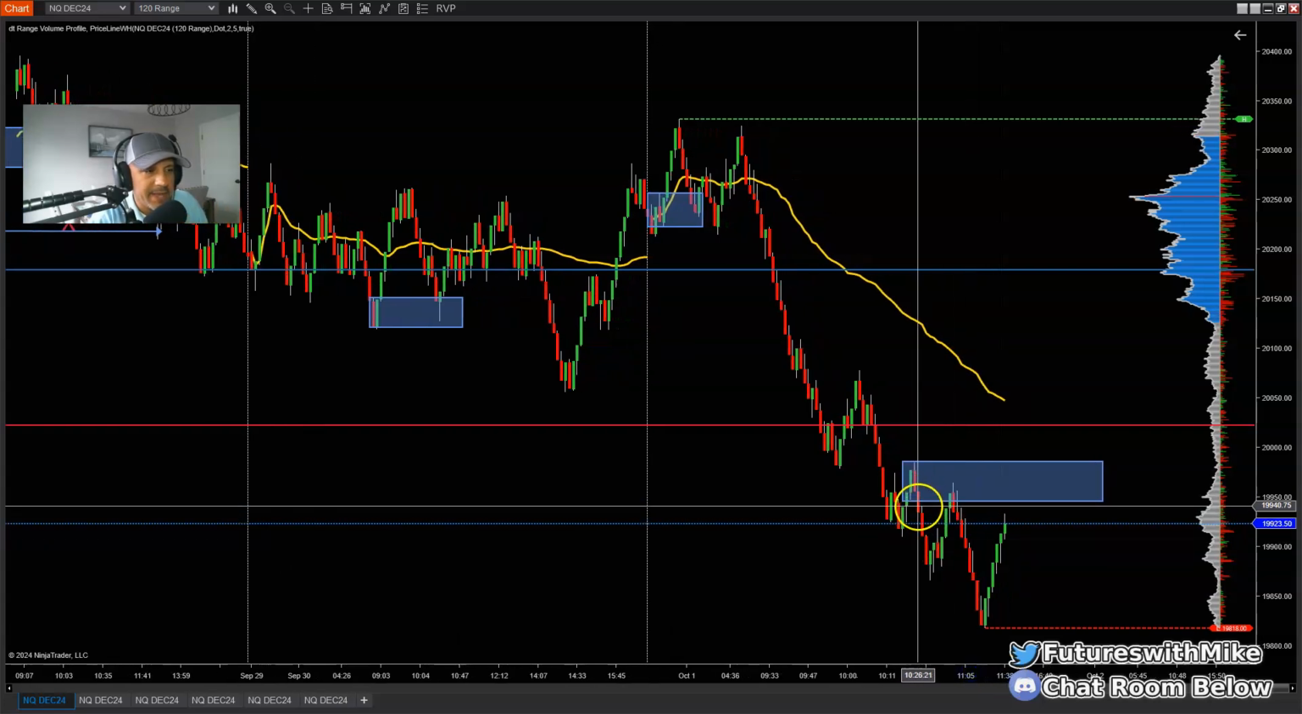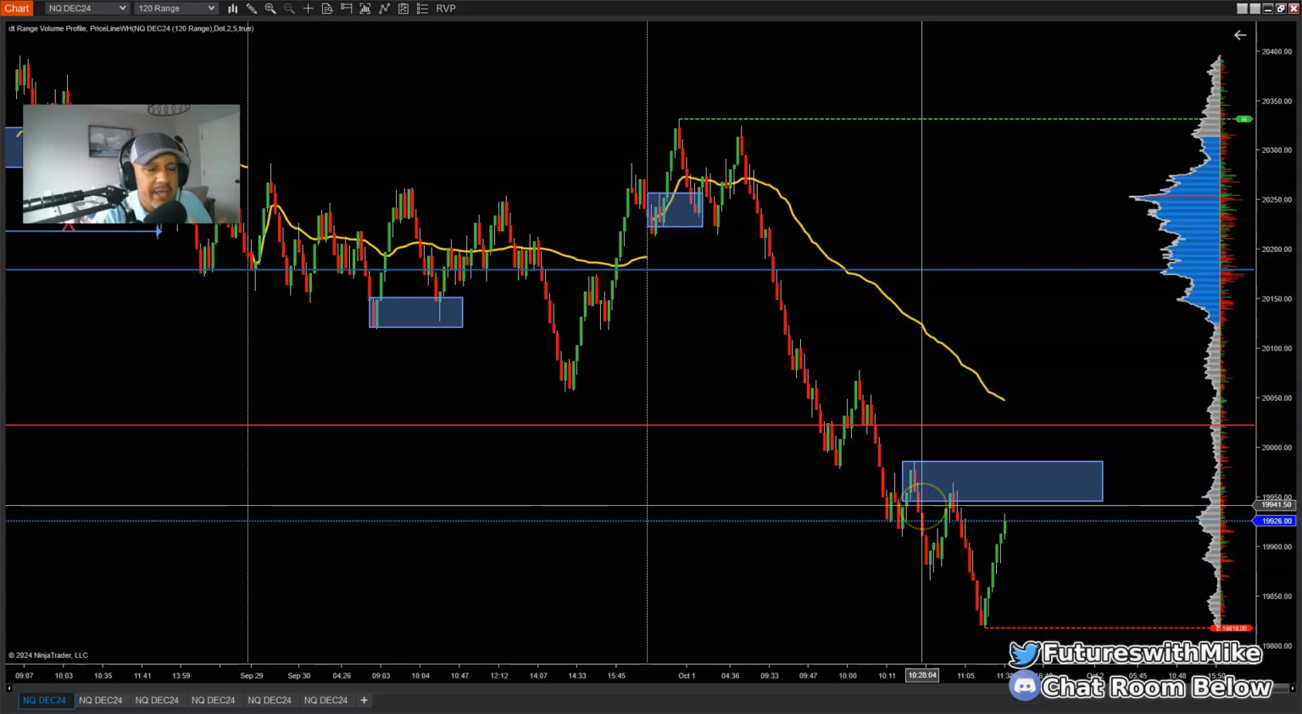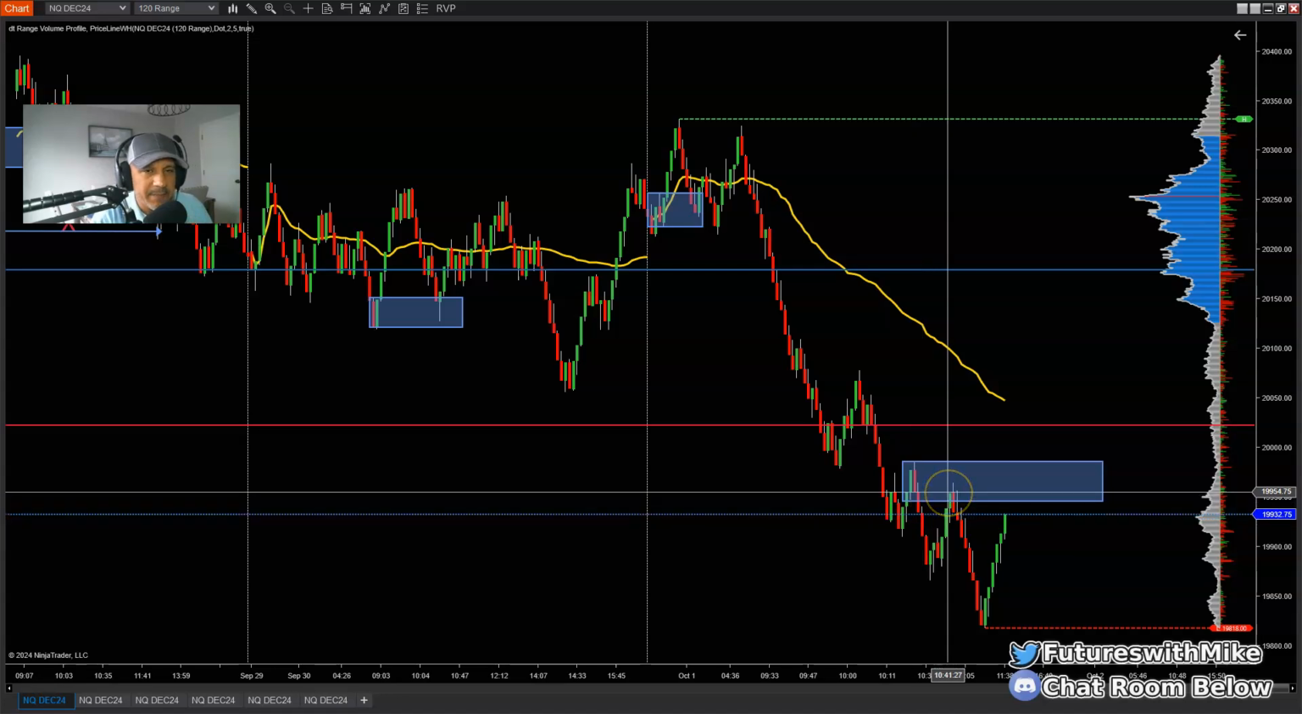Is there an imbalance resting back at the zone? If there is, that means the market hasn't tapped that zone yet. That means that it's unmitigated. That means something possibly can happen.